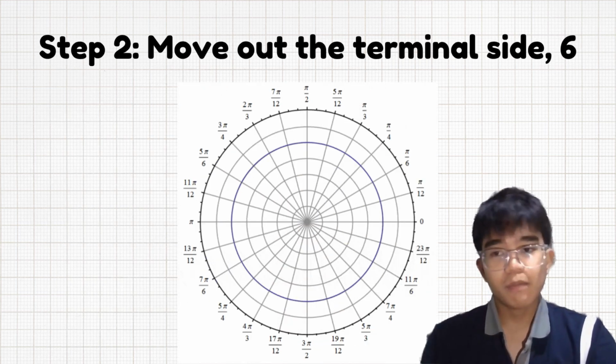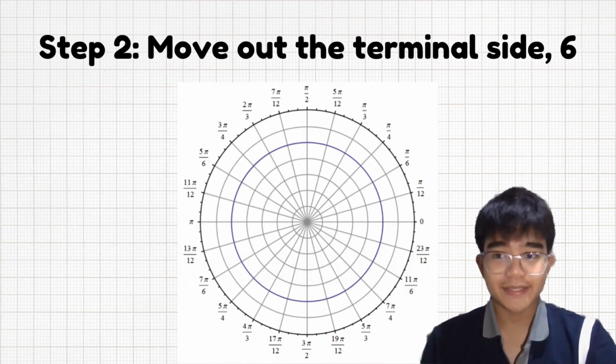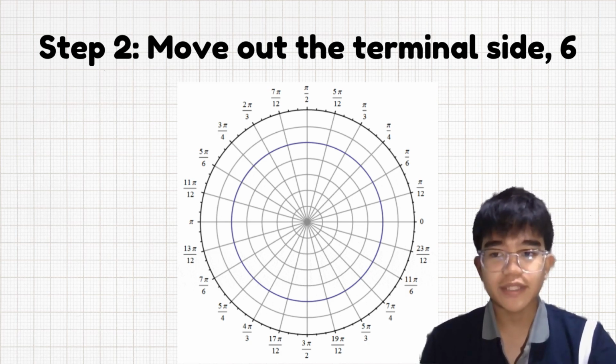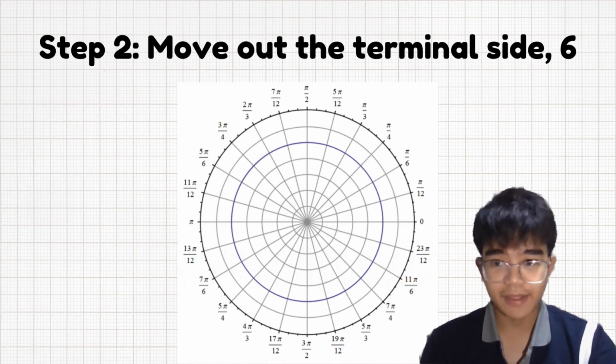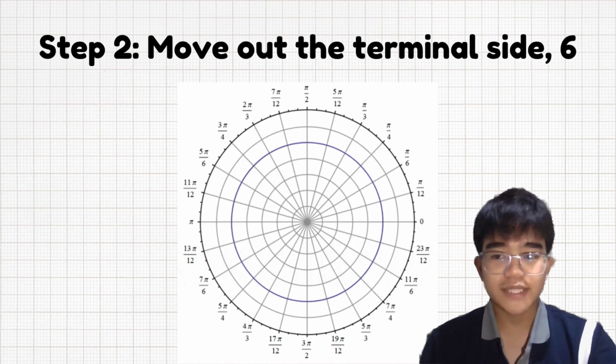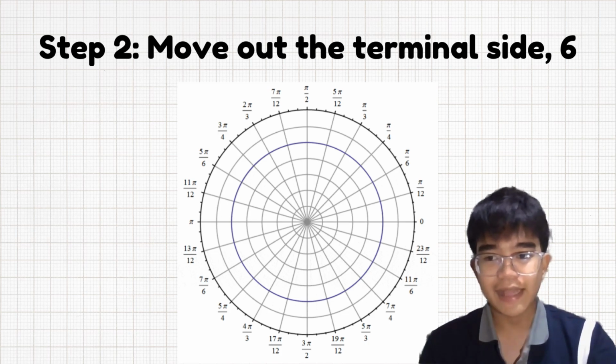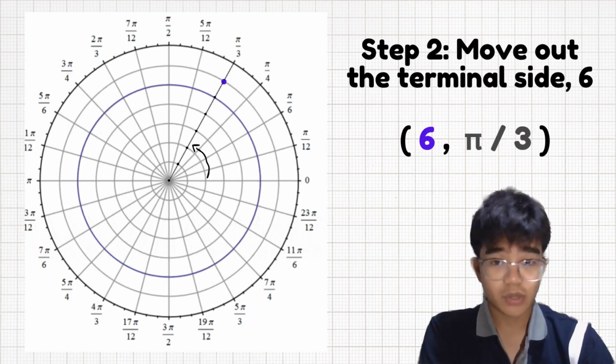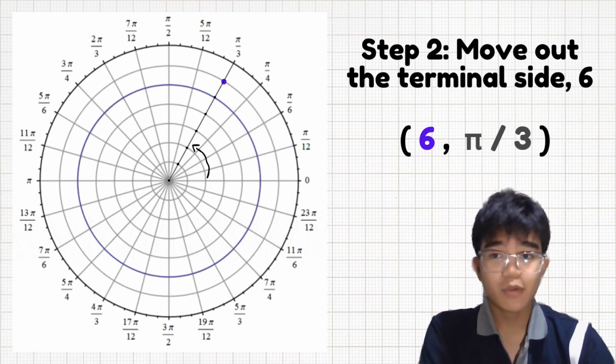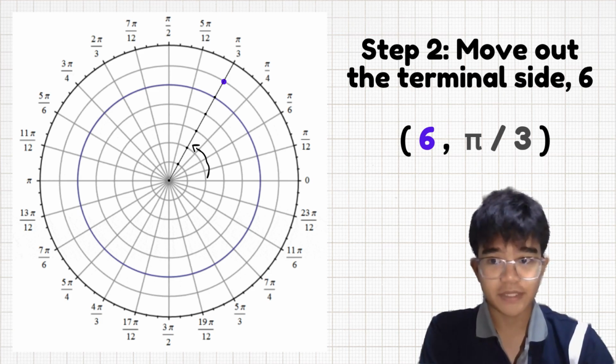Step 2. Move out the terminal side 6. When we say terminal side, this is the arm or ray that rotates from the center to the specific angle. Moving out along the side ensures your point is aligned with the correct direction. So, as we can see in our graph, we can visualize the point in a polar coordinate following the steps. We can easily navigate point 6 and pi over 3.